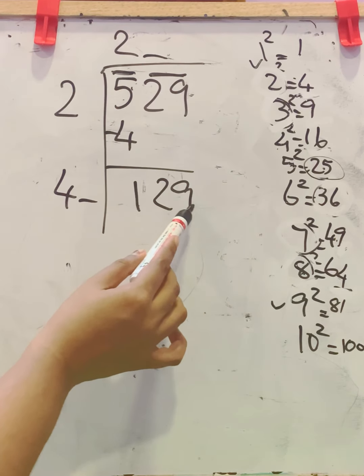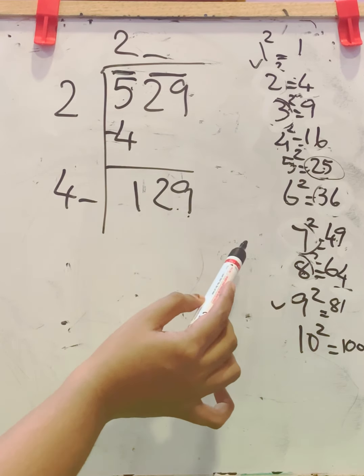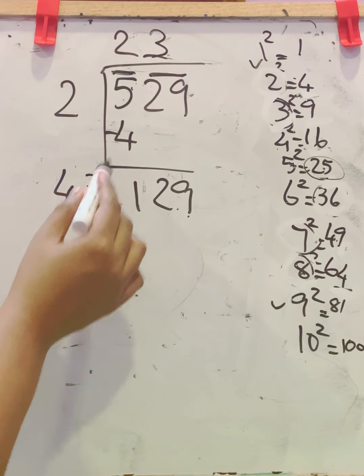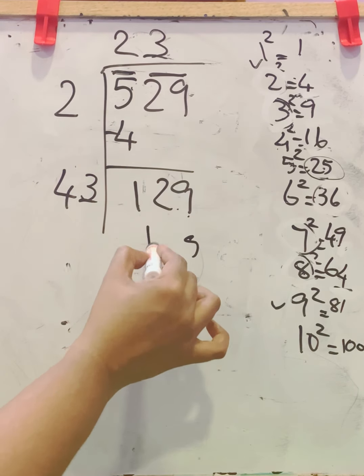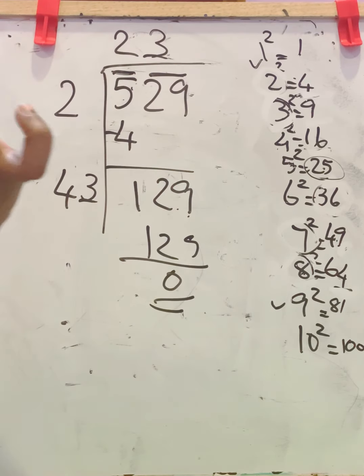What will be the answer? 9 is at its ending digit. So to get 9, either it will be 7 or 3. So we will check with 3. 43 into 3. 3 3s are 9. 4 3s are 12. Yes, that is the result. So square root of 529 is 23.